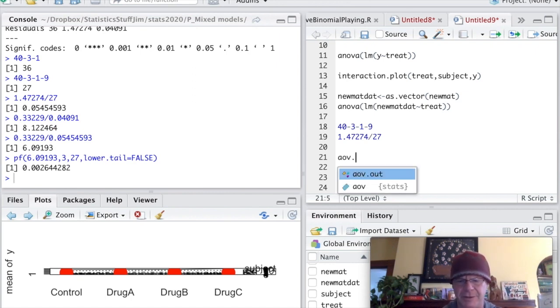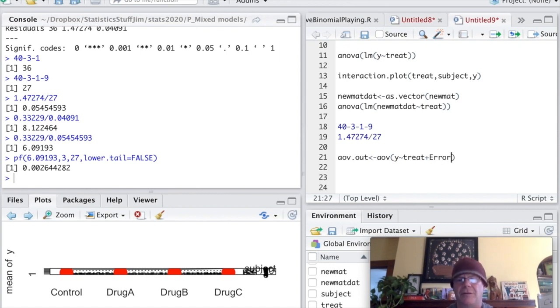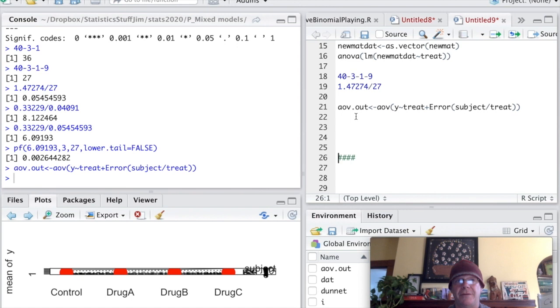So I'm going to create an object called aov_out, and I'm going to say it's an aov. And I'm going to say that y is some function of my treatment, so that's consistent with what we did before. But then what you can do in the aov function is you can be explicit about your error term. And then I'm going to say that treatment is nested within subject. So that's what that syntax is telling R. It's telling me that I do indeed have an error term. You're always going to have an error term. But for this particular error term, I'm going to assume that each treatment is nested within each subject. So I can go ahead and I'll do that.